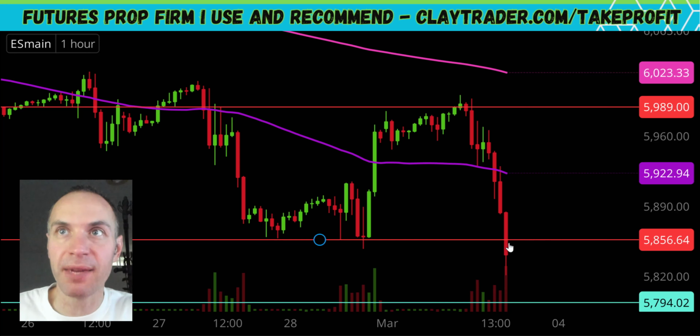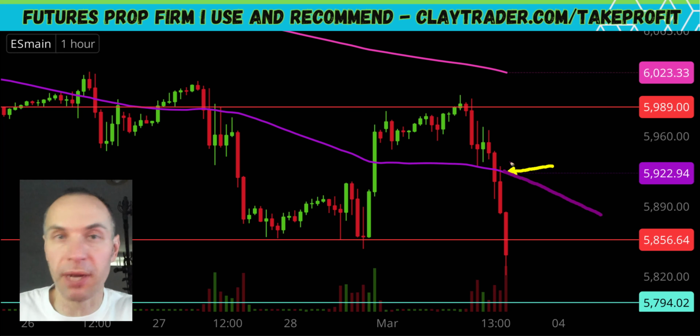So 58.55, first initial level of resistance. And then like NQ, you'll want to keep an eye on that purple line right there, because that is a moving average, meaning that line is going to move itself lower and lower, get more and more relevant as time goes by. But that'll definitely be the secondary level. But in the very near term, 58.55, key battleground.